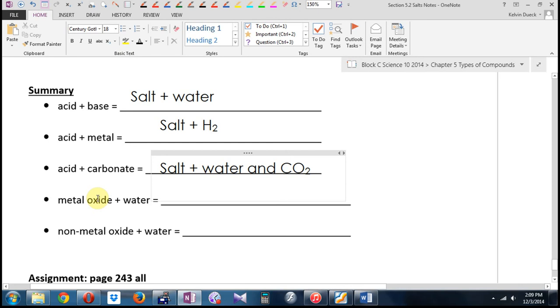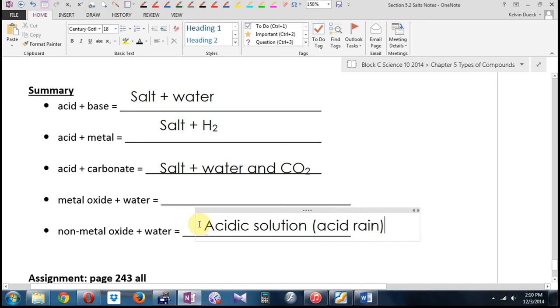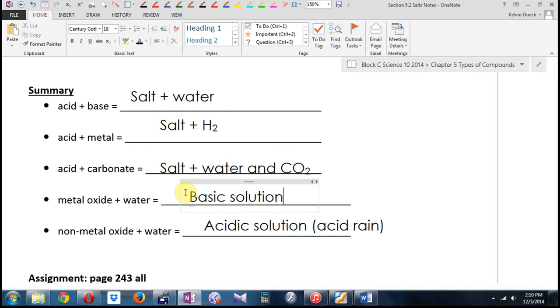And then we had metal oxides, that was a metal plus oxygen. We had non-metal oxide, that was a non-metal plus oxygen. They gave opposites. The non-metal oxide plus water gave an acidic solution, acid rain. So if they're opposites, what would a metal oxide plus water give? Yep. A basic solution. And I'm not going to call it basic rain, but there are places where everything is very, very alkali, very, very basic.